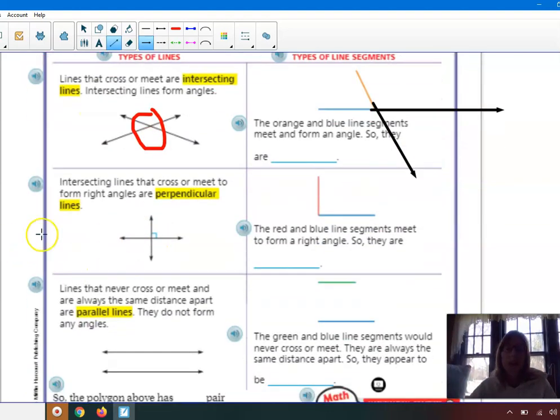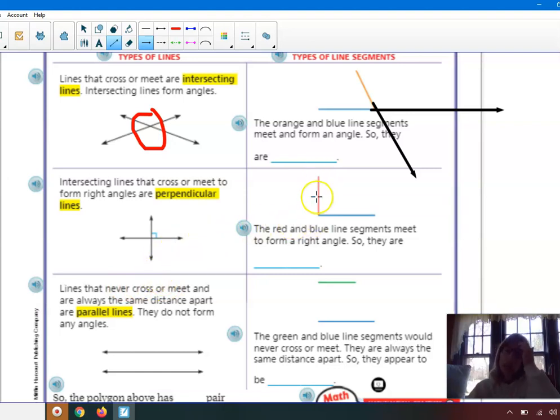All right, another very important intersecting line. It's a very specific type of line that intersects, and it's called a perpendicular. And they cross right there, and they form an angle, but it's a 90-degree angle. So intersecting lines that cross or meet and form a right angle, those are called perpendicular. Anytime you see an L or a little square in the center, you know that's a very special line. Those are perpendicular lines.